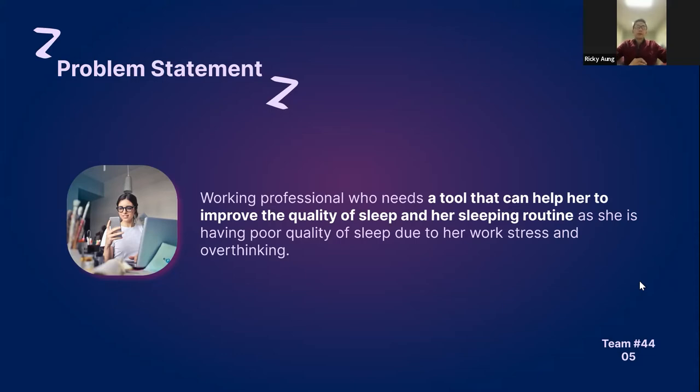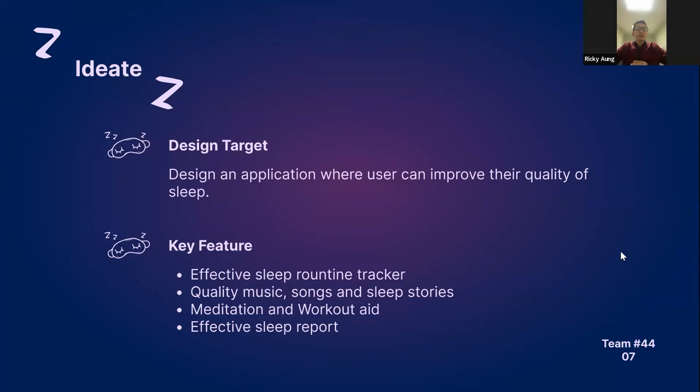So after getting the problem statement, we came back to the team and discussed how we are going to solve this. After finding out the problem statement, which is about poor quality sleeping, we came up with the solution for our project, which is about setting the target of the design. We decided to design an application where users can improve their quality of sleep by including key features: an effective sleep routine tracker, quality music and sounds, sleep stories, meditation, a workout aid, and an effective sleep report for the users to see. Yep, next slide, please.